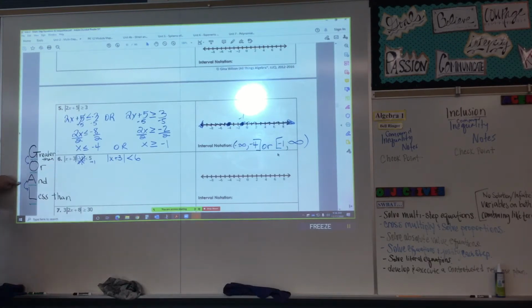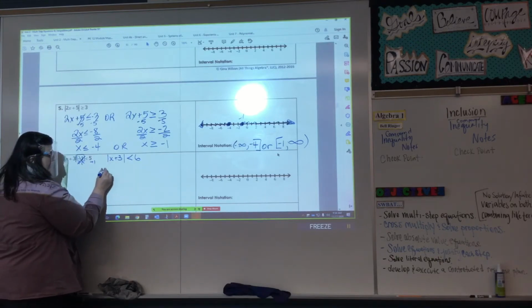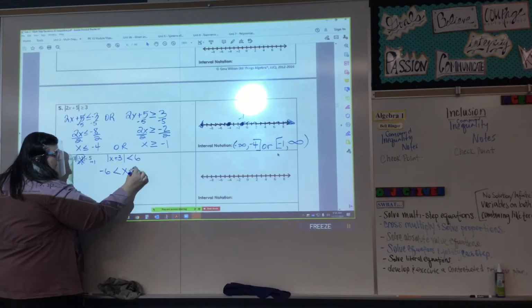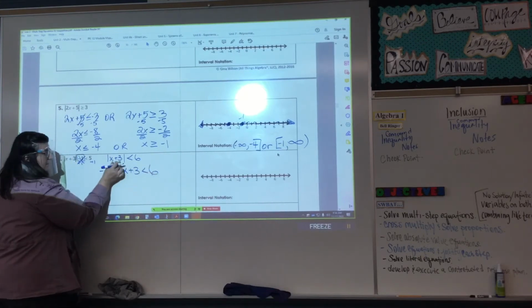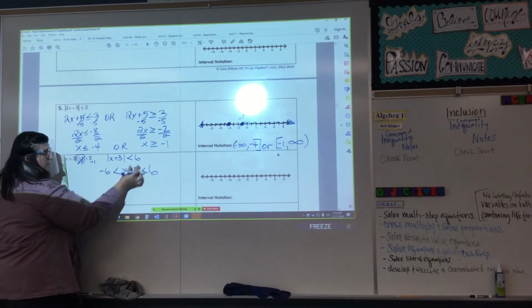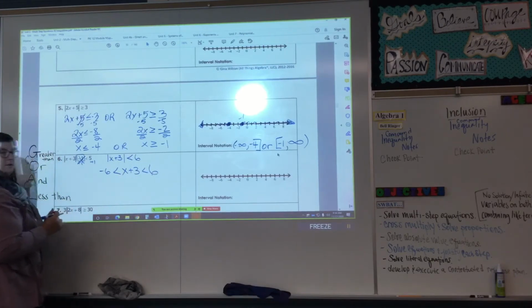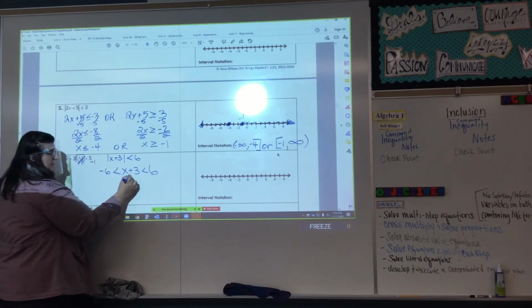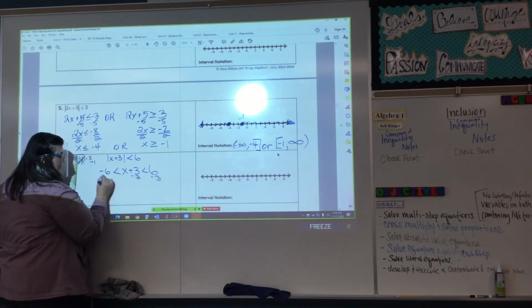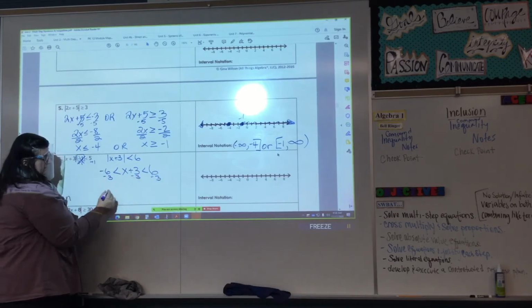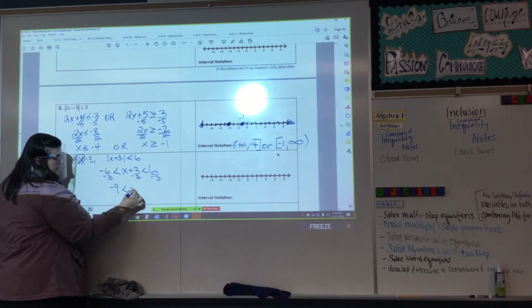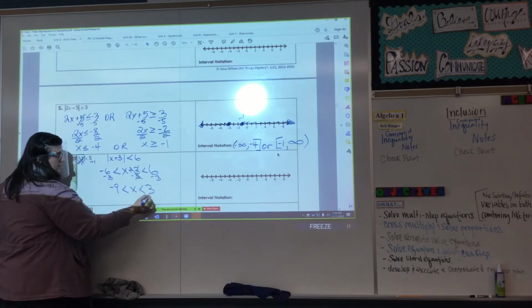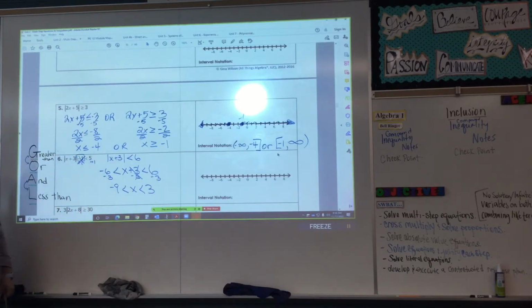Less than is an and. So I take the opposite, which is negative 6, put it in an and compound inequality, bring the stuff out of the absolute value, put it in the middle, bring down your 6. Now I'm going to solve this. Getting x by itself, I'm going to subtract 3. Negative 6 minus 3 is negative 9. X is all by itself. 6 minus 3 is 3.